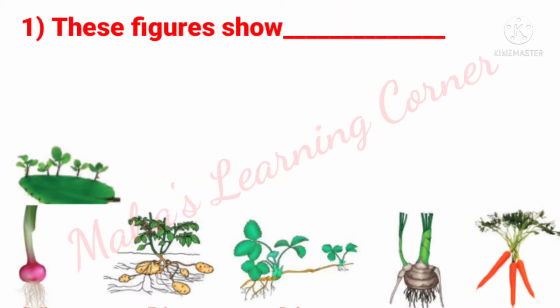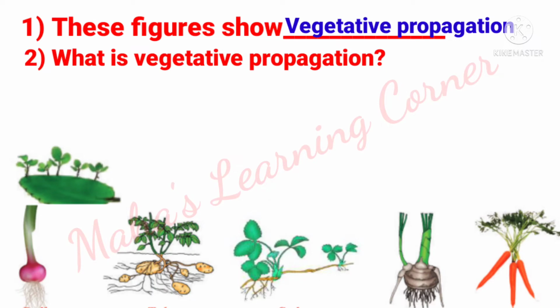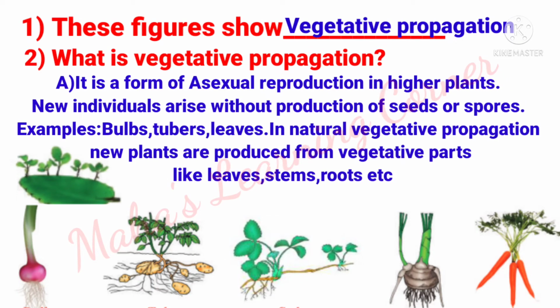These figures show vegetative propagation. Second one, what is vegetative propagation? Correct answer, it is a form of asexual reproduction in higher plants. New individuals arise without production of seeds or spores. Examples, bulbs, tubers, leaves. In natural vegetative propagation, new plants are produced from vegetative parts like leaves, stems, roots, etc.